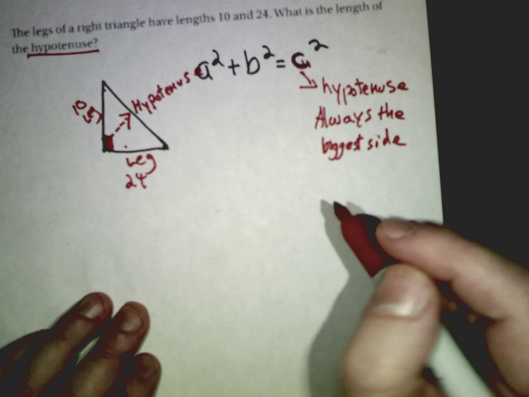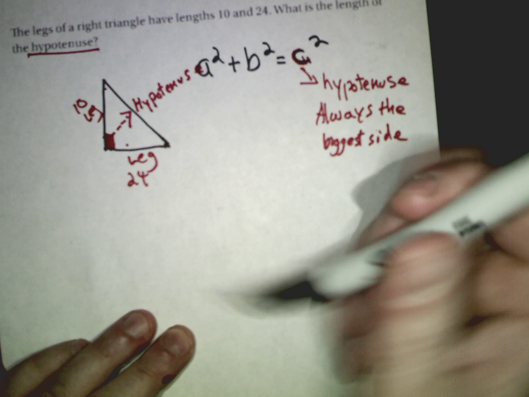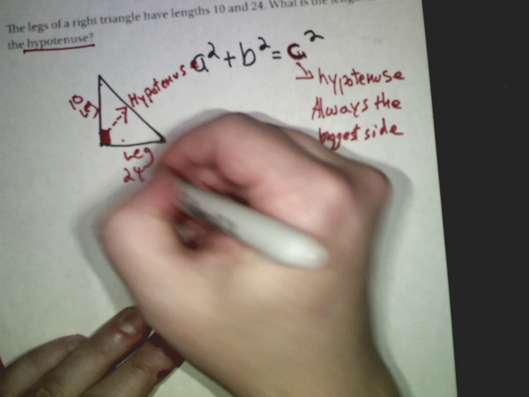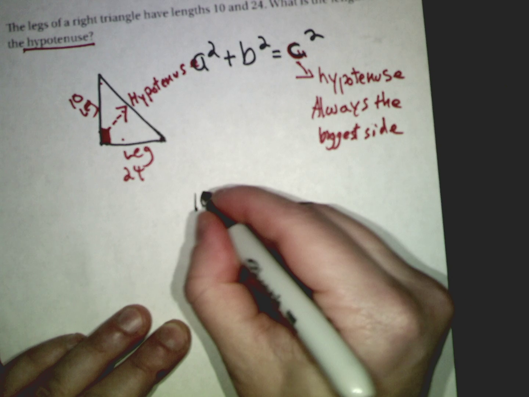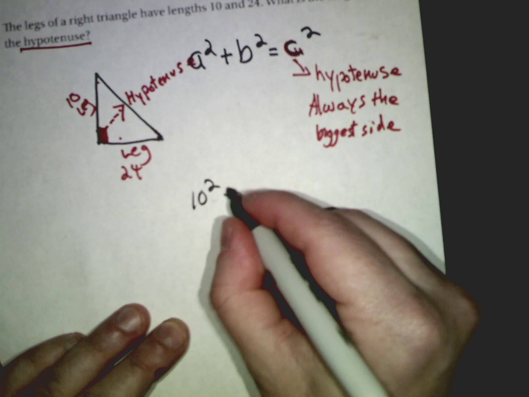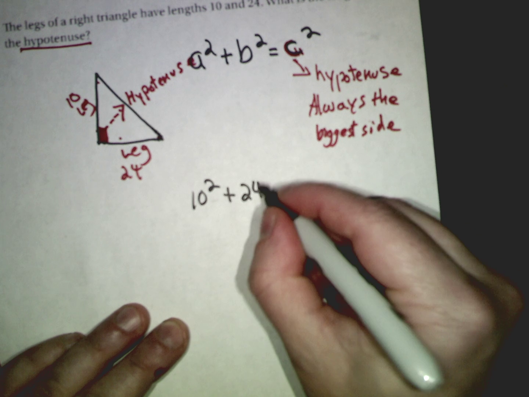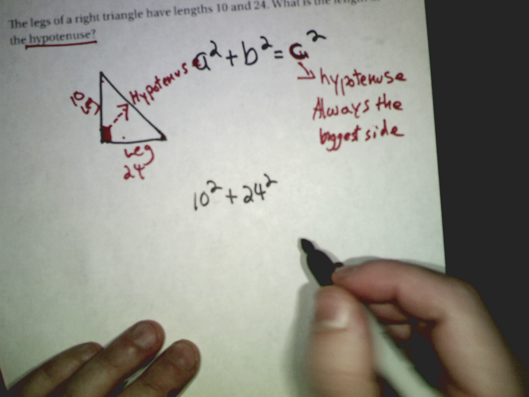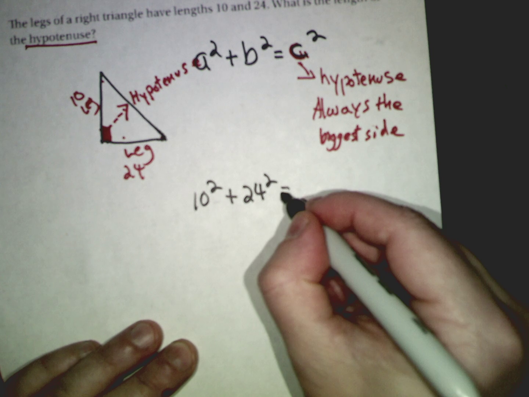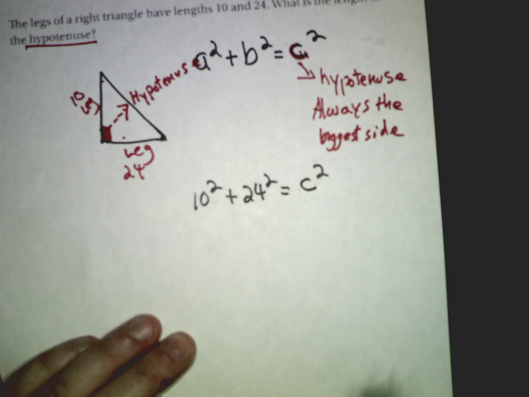So we come back to algebra. I could choose either one to be a. I'm just going to go, the smaller one is a, the next one is b. It doesn't really matter. It could be 24 squared plus 10 squared equals, well, we don't know c.